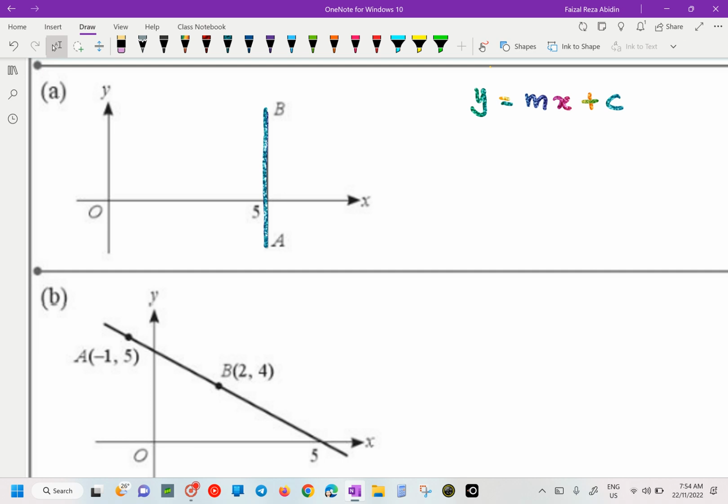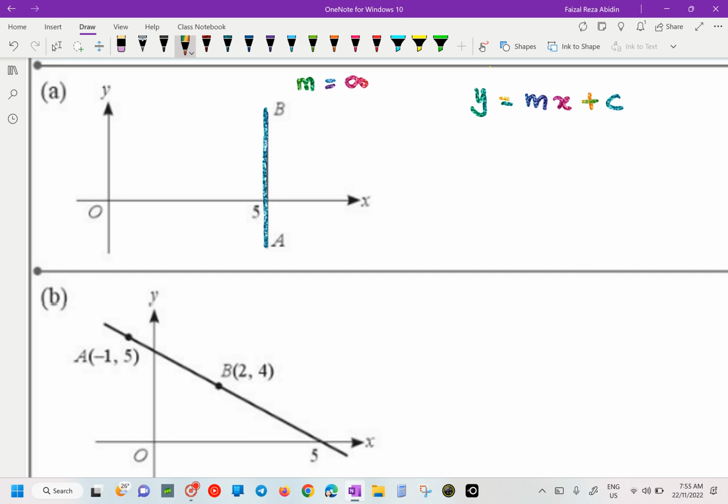If our straight line is vertical, which is parallel to our y-axis, what is our gradient? Remember, horizontal is going to be 0. Vertical is undefined, sorry. This one is undefined, meaning you cannot have any gradient. Your gradient here is going to be undefined.